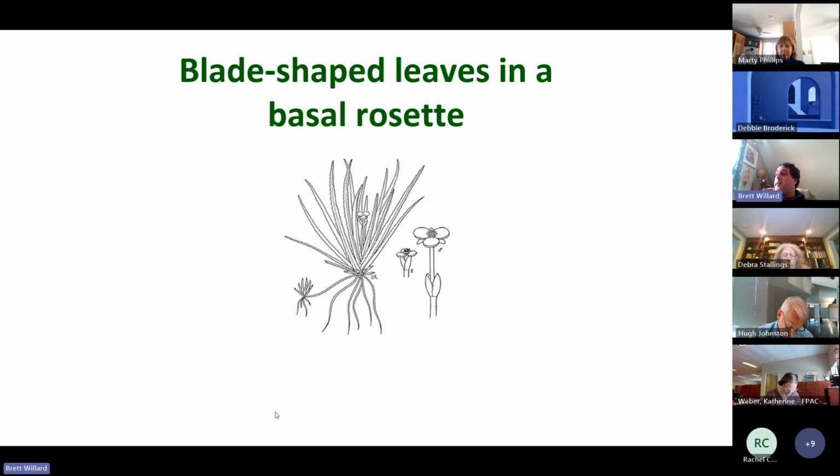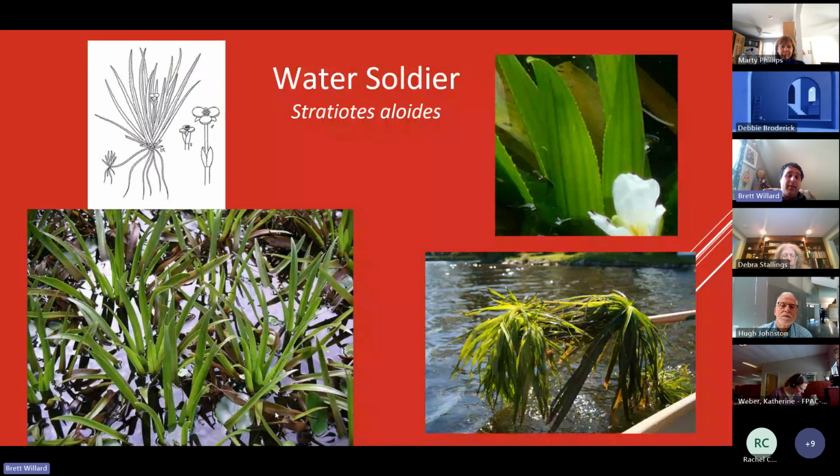Okay, we have only a little bit of time, so I have to get through the rest of this. Our blade-shaped leaves in a basal rosette. So we have one plant in this group. That's water soldier. Water soldier grows as an emergent plant or a submersed plant in a basal rosette. The leaves are stiff and stand freely, and they have very, very prominent serrations along the edge, like an aloe plant. If you touch it and you're not paying attention, it can cut you. It's really sharp. We had some samples last year, and I think I nicked my finger on them every time I took them out of the cooler.